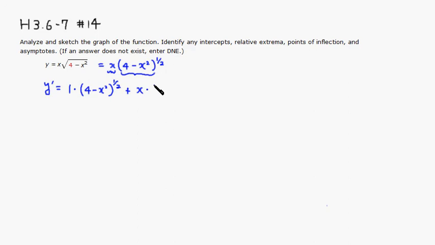derivative of the second. So put 1/2 in front. Keep the same quantity, 4 minus x squared. Subtract 1 from the power, so negative 1/2 power. Then multiply by derivative inside, which is negative 2x. Right? So there's 2 on the bottom and 2 on top. Cancel those out. All right, then try to simplify as much as possible.